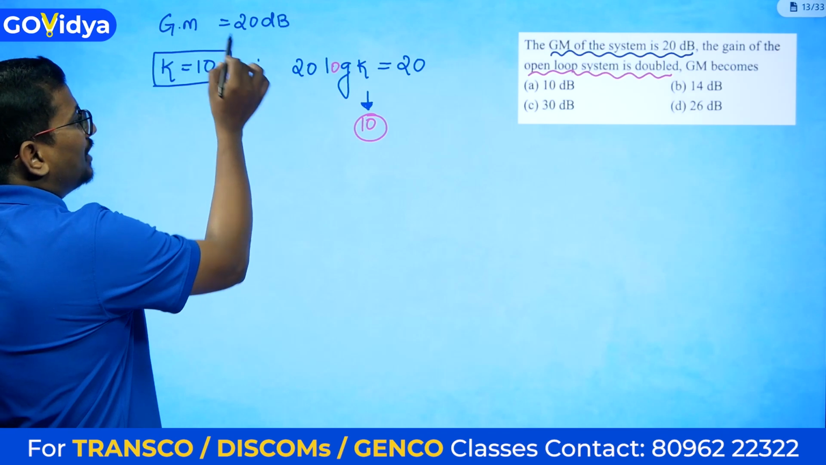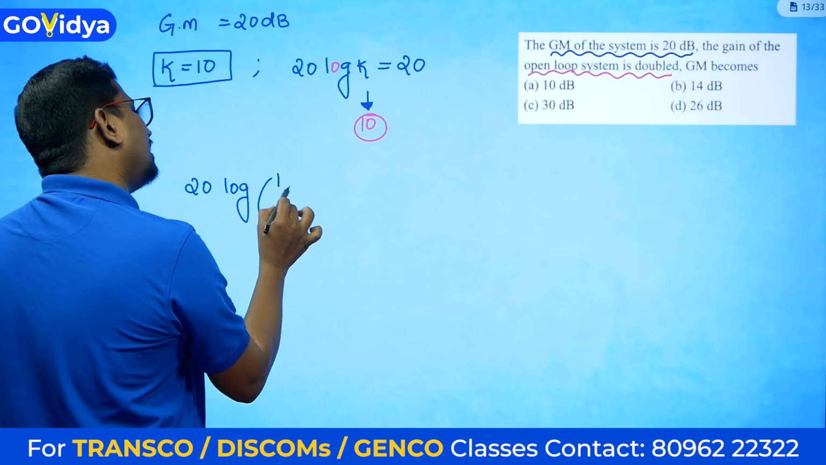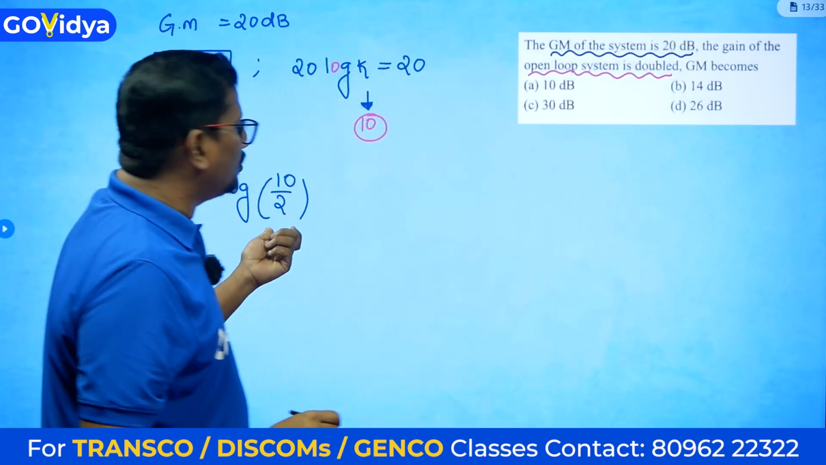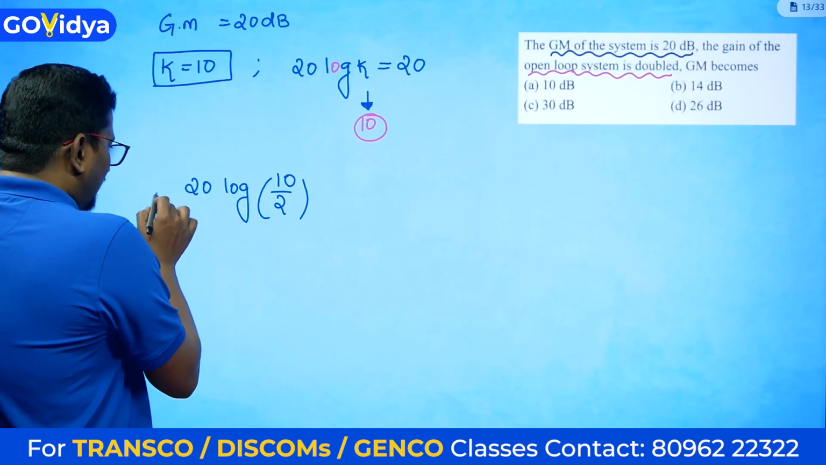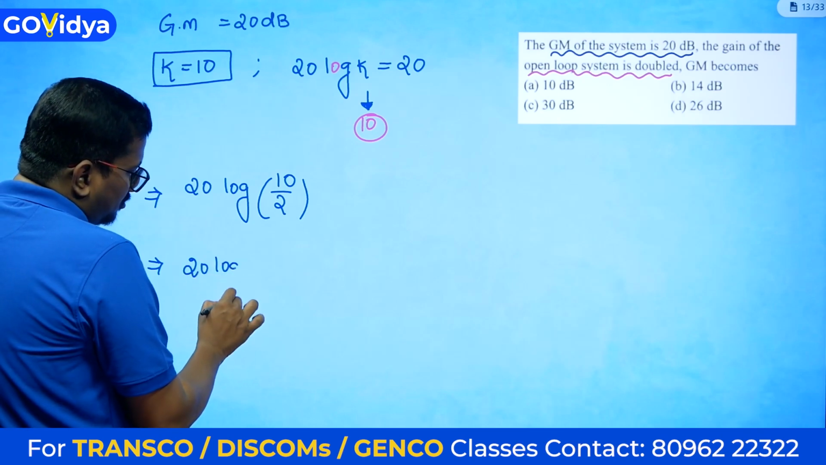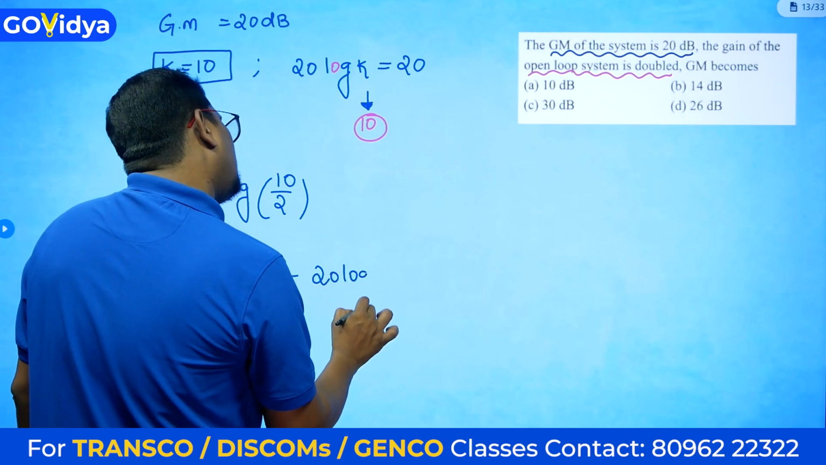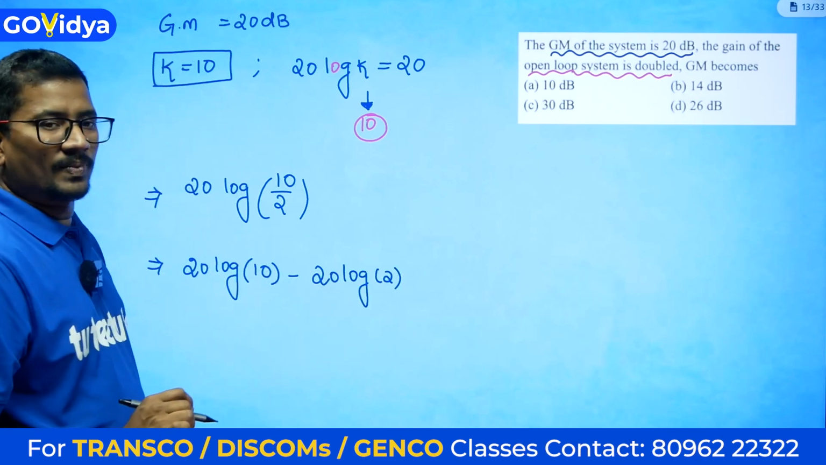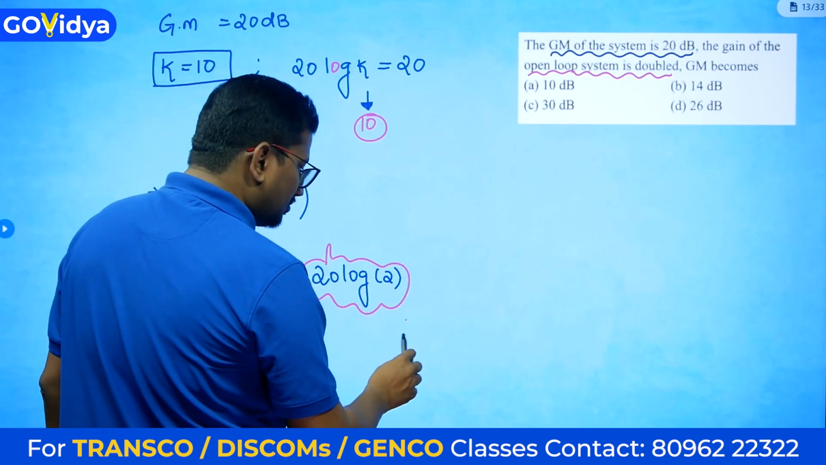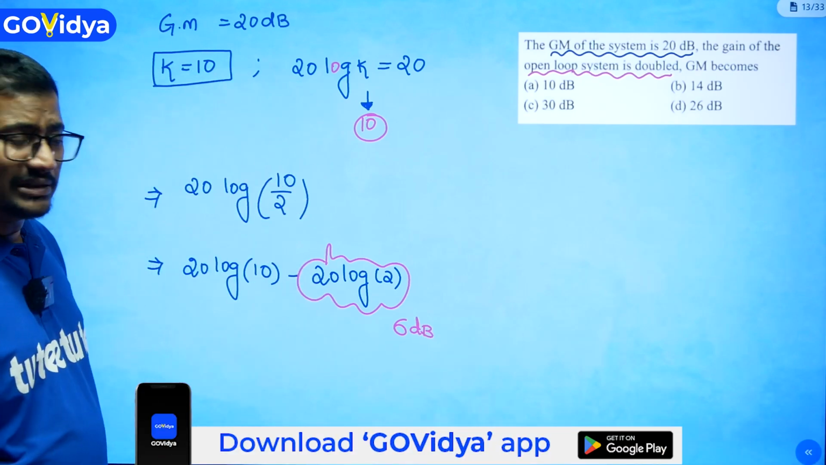So therefore the new gain margin will be 20 log of 10 by 2. The gain of open loop system is doubled, its gain margin is going to be half of it. So how to calculate this value? I will tell you a trick on this, which is 20 log 10 minus 20 log 2. 20 log 2 is a very standard value. It is 6 dB.